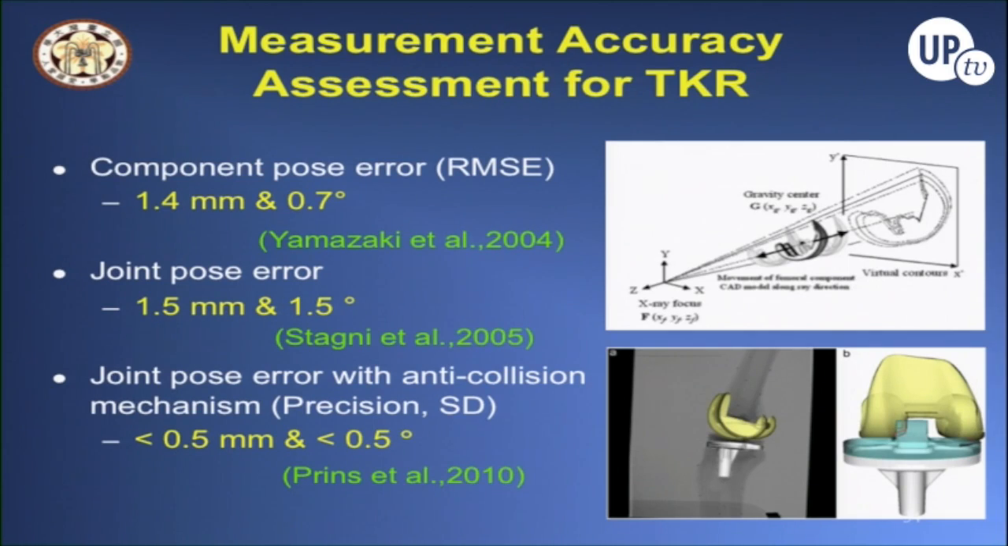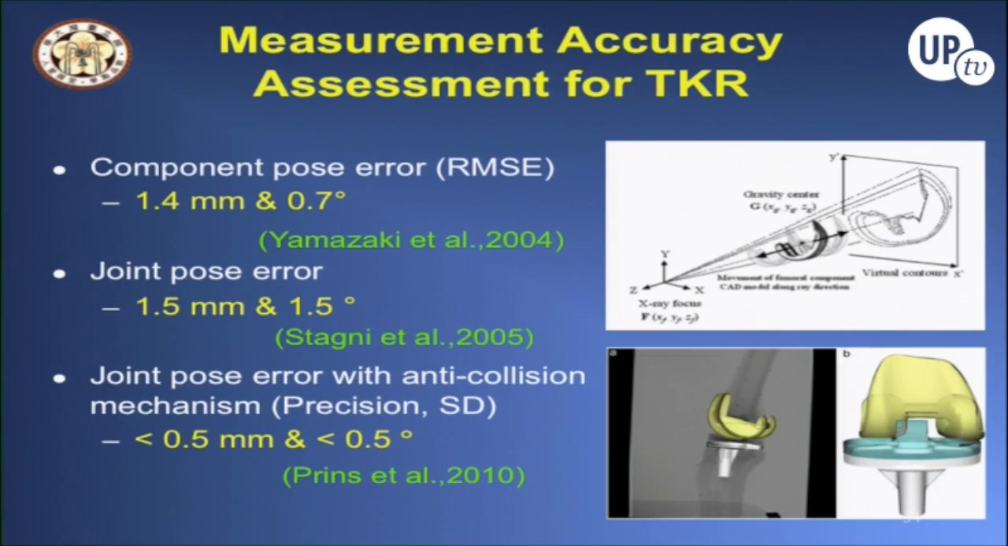And because prostheses are metal, their images in the image plane are very clear. So they have clear contours, etc. So the accuracy can be very high if you use implants. The component pose error is less than 1.4 millimeter and 0.7 degrees. And according to different publications, the accuracy can be around a millimeter and less than 1 degree in rotations.